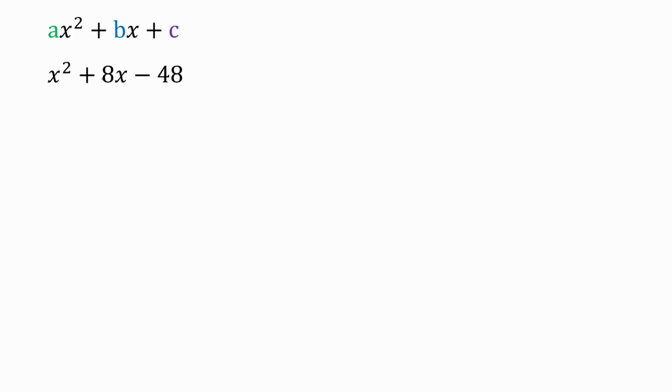In this video I have a trinomial where a is equal to 1. I'm going to factor it using the shortcut method. But then I'm going to compare that method to factoring by grouping and the box method as well.